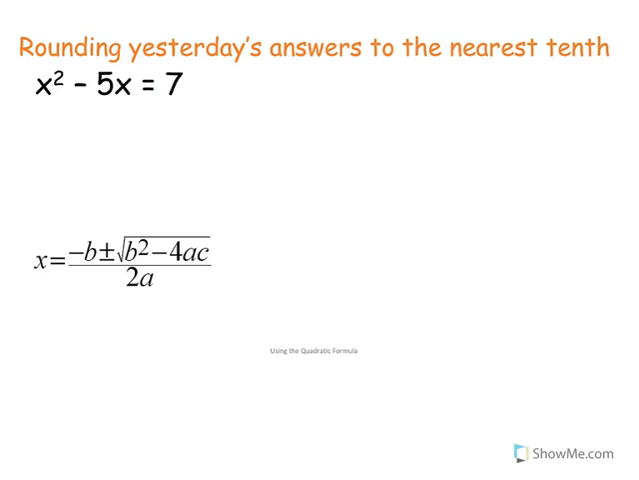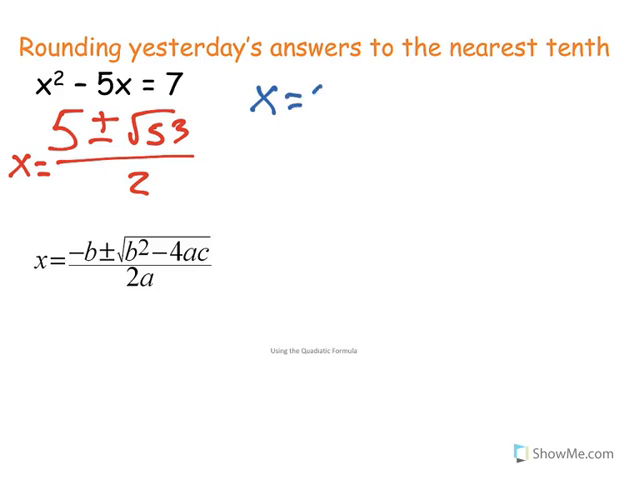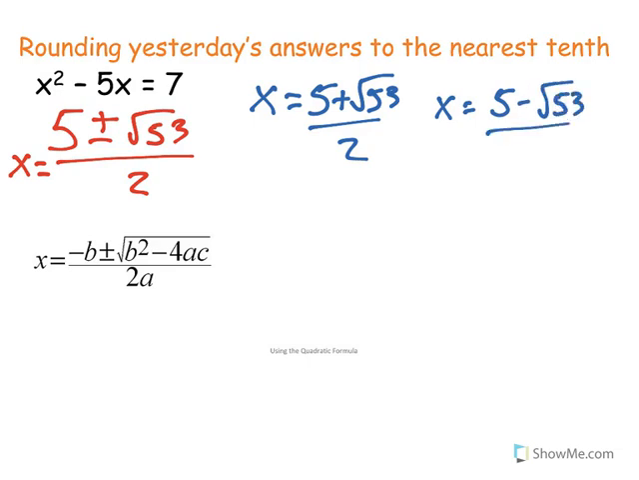All right, so this is the next one that we looked at yesterday. When we simplified this, we couldn't do really a whole lot of simplification, and we ended up with 5 plus or minus radical 53 divided by 2. We couldn't simplify radical 53, so this made it nice and easy for us, and that's going to make it nice and easy for us today also. So one of my roots is going to be x is equal to 5 plus radical 53 divided by 2, and one of my roots is going to be x is equal to 5 minus radical 53 divided by 2.